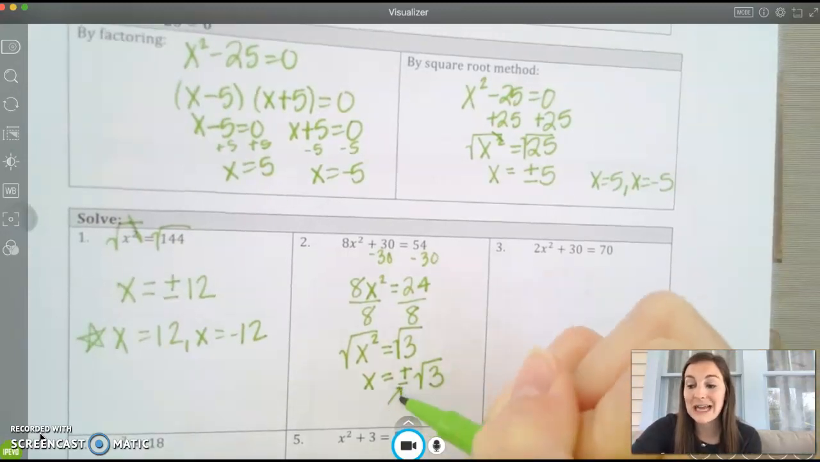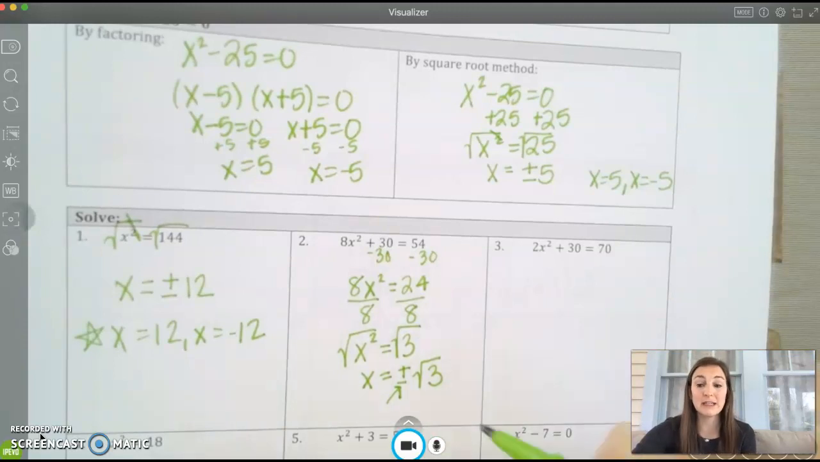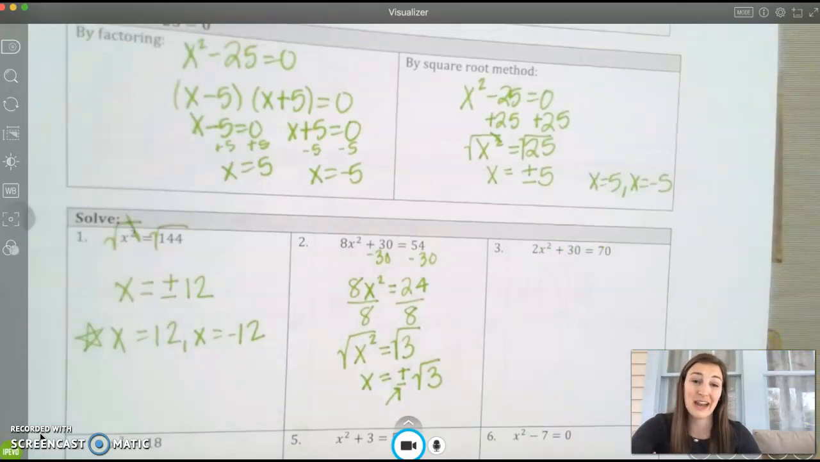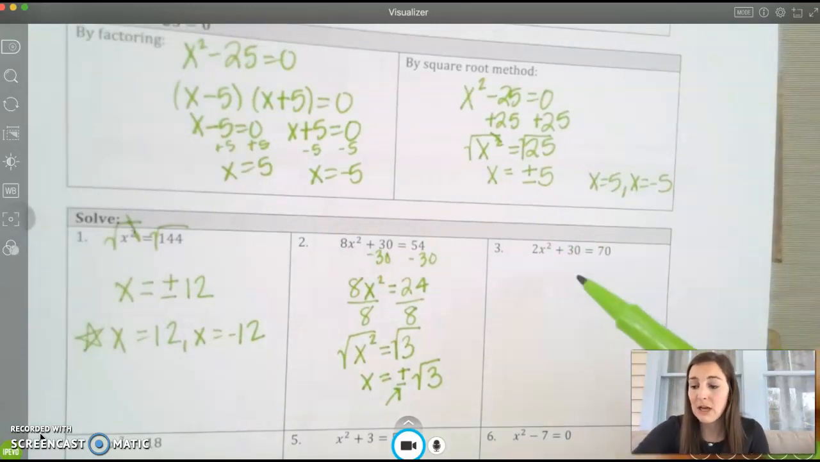Your answer is not correct if you do not have plus or minus, or if you don't have both positive and negative answers. That's only half of it, so you'd only get half of an answer. Okay, so let's try the next one here.